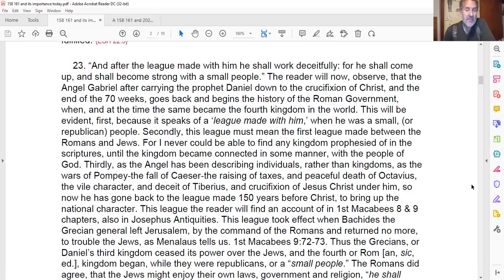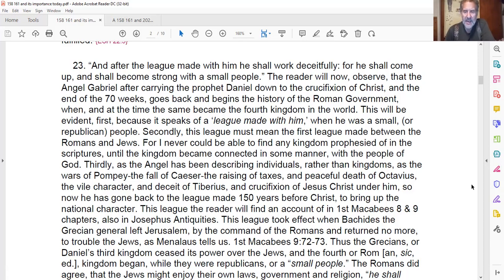Secondly, this league must mean the first league made between the Romans and the Jews. For I never could be able to find any kingdom prophesied of in the scriptures until the kingdom became connected in some manner with the people of God. Thirdly, as the angel has been describing individuals rather than kingdoms, as the wars of Pompey, the fall of Caesar, the raising of taxes, and the peaceful death of Octavius, the vile character and deceit of Tiberius, and crucifixion of Jesus Christ under him. So now he has gone back to the league made 150 years before Christ to bring up the national character.